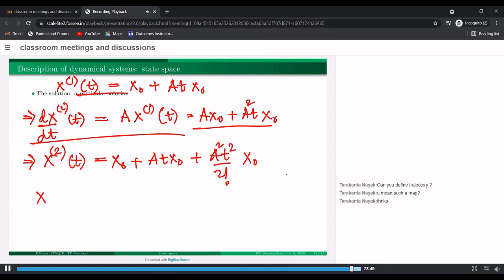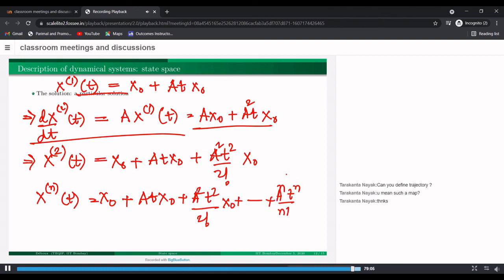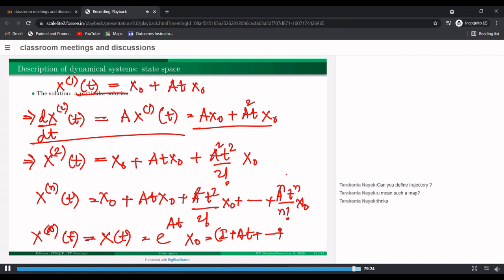So the nth guess xn(t) would be x0 plus A t x0 plus A squared t squared by 2 factorial into x0 plus dot dot dot up to A^n t^n by n factorial x0. And in the limit, the best guess as n goes to infinity will in fact be x(t), which is given by e to the power At into x0, which is identity plus At plus dot dot dot up to A^n t^n by n factorial dot dot dot into x0. This is the solution, right?